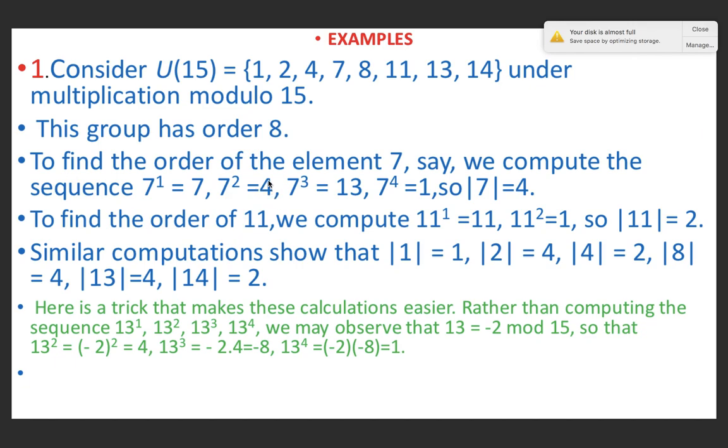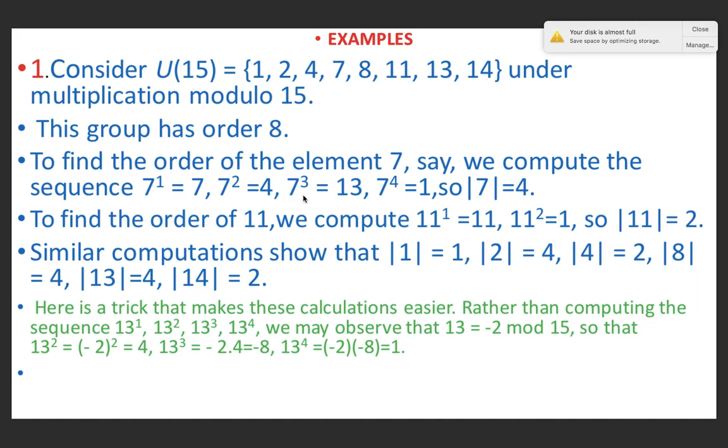So always use the operation of the group to compute these sequences, g square, g cube and so on. Here the operation is multiplication modulo 15. So I have used multiplication modulo 15 to calculate 7 square. 7 square means 7 into 7, 49. 49 divided by 15, 15 threes are 45. Remainder is 4. So I have written 4 here.